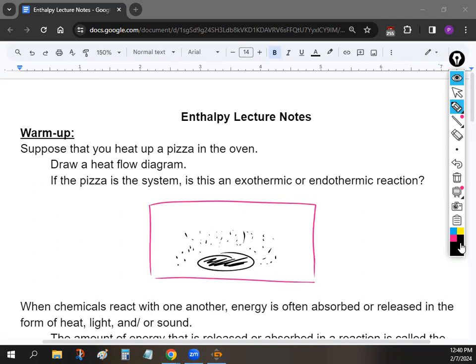Yeah, the air, right? So obviously, since it's warmer, energy is going to go from high energy to low energy. So from the air into the pizza. And so if the pizza is the system, energy is going into the system. So what do we call that? Endo or exo? This is endo, correct. Okay, it is endo because energy is going in to the system.